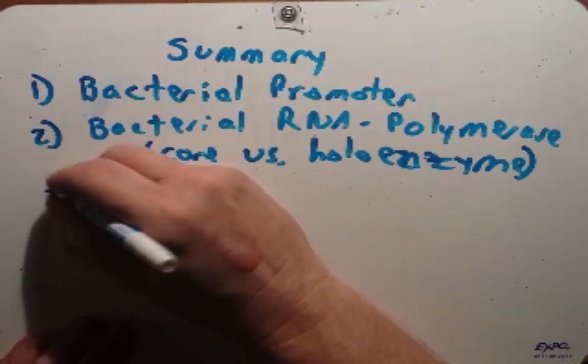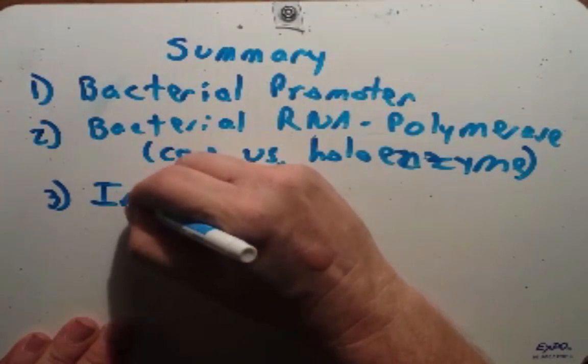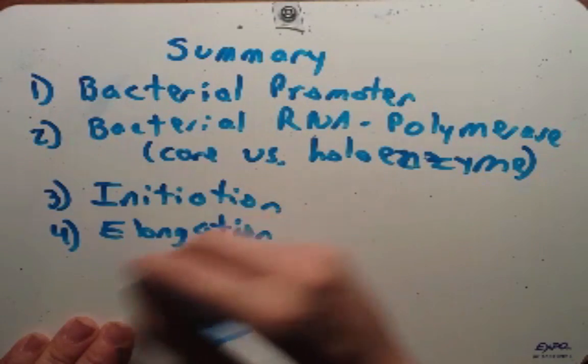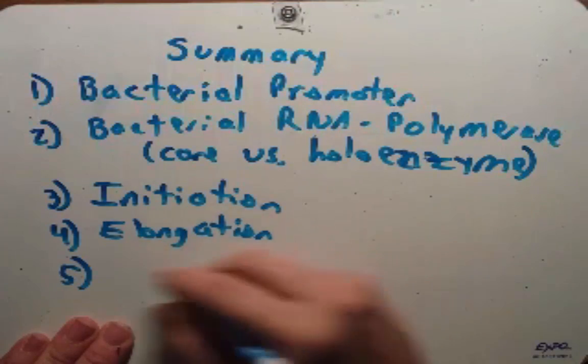And then we went through in pretty good detail about initiation, then elongation, and then finally termination, with the rho independent versus the rho dependent.